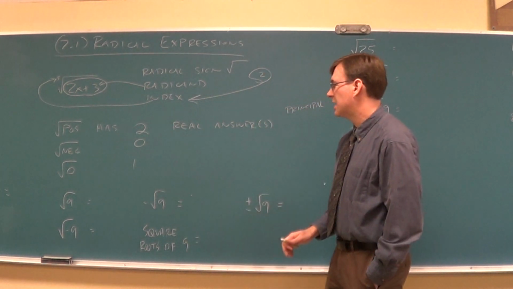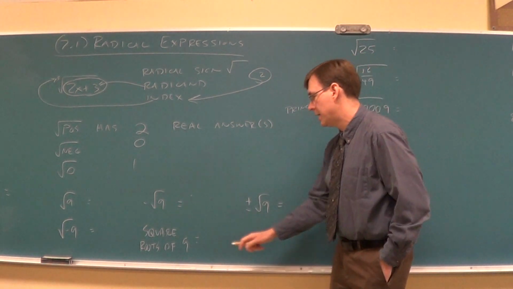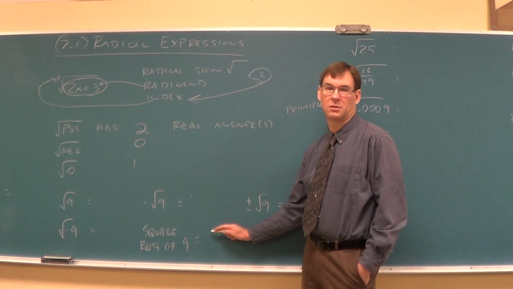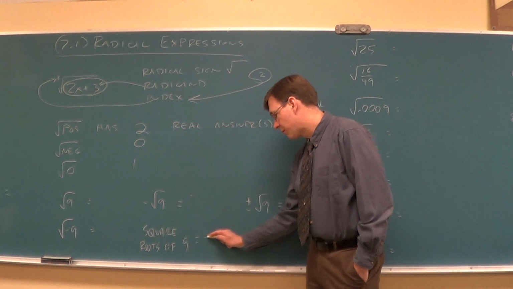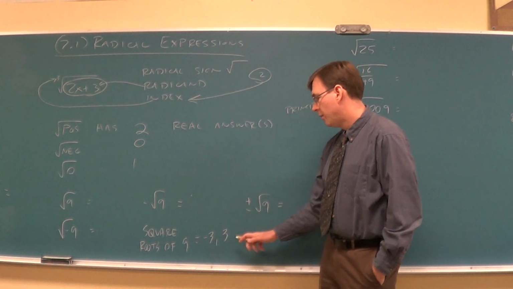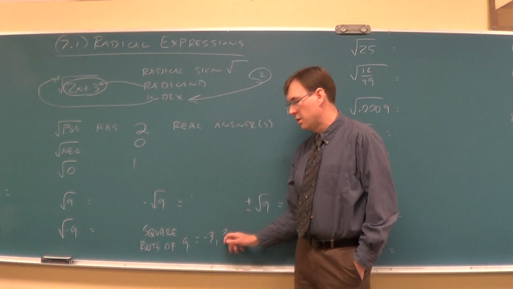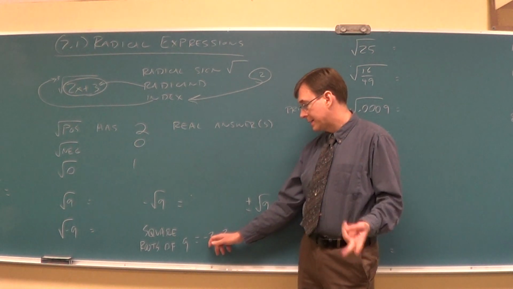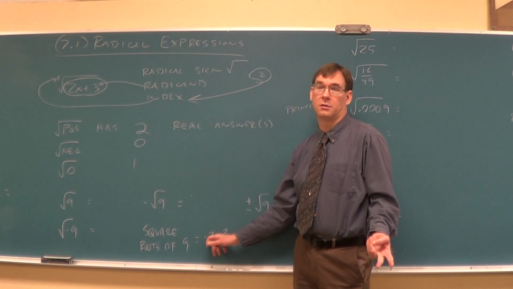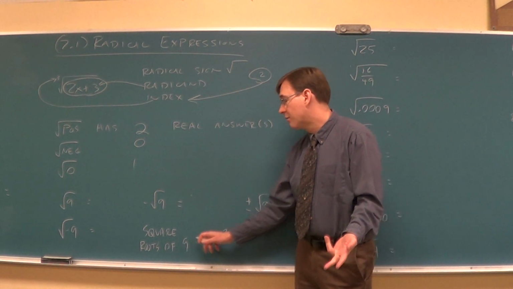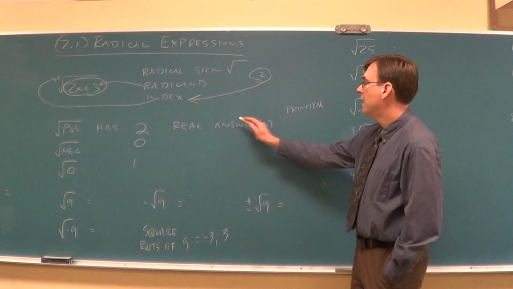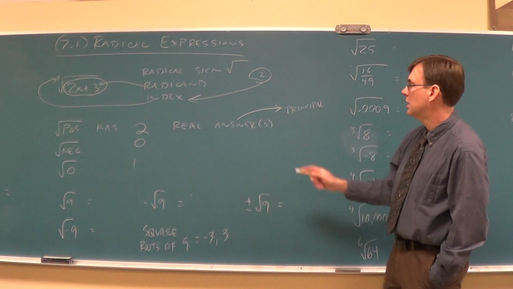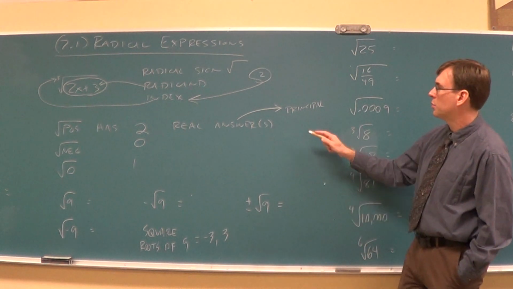Square root of positives have 2 real answers. Like, if I ask you to do the square roots of 9, how does that have 2 answers? -3 and +3. Why is 3 one of the square roots of 9? Because 3 times 3 is 9. Why is -3 also just as good of an answer? -3 times -3 is also +9. So square root of positives, sometimes you'll want both answers. Sometimes you'll want only the principal square root.